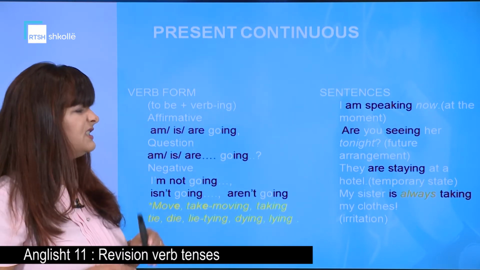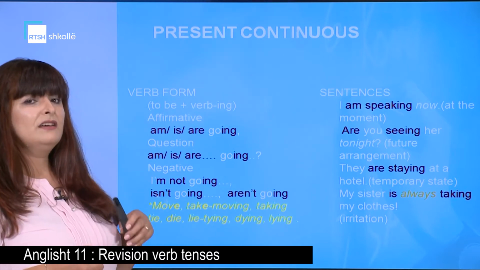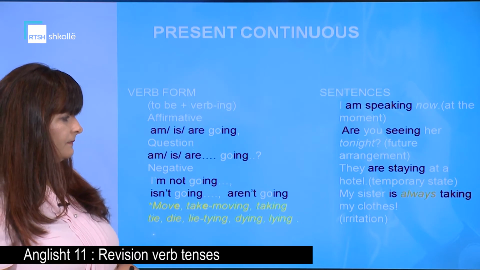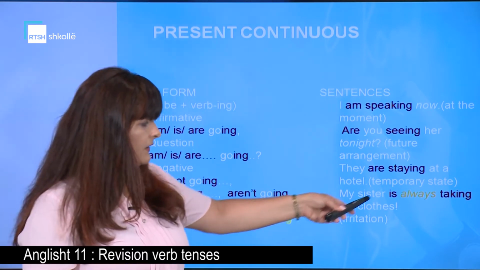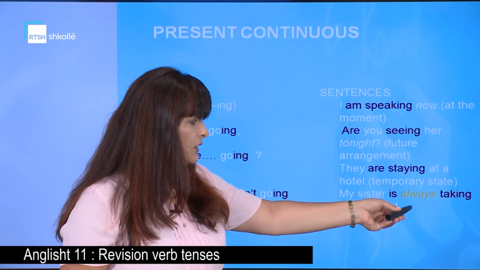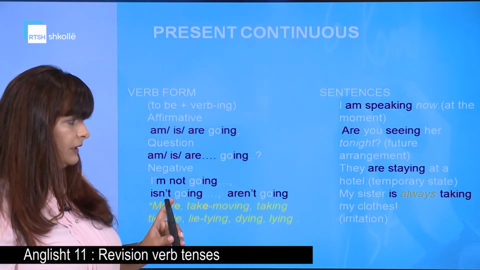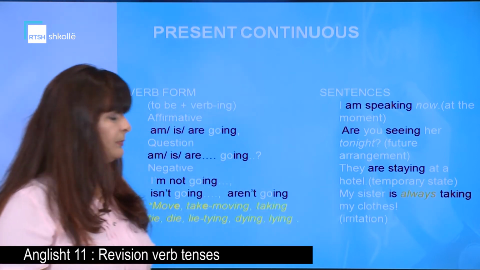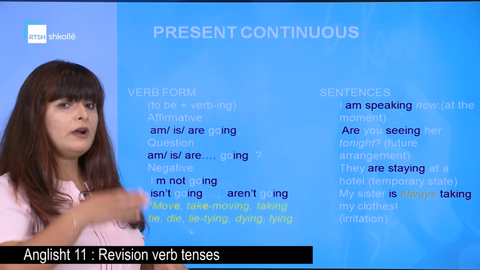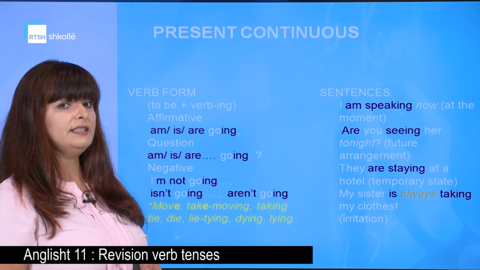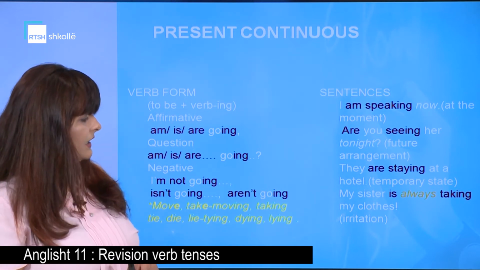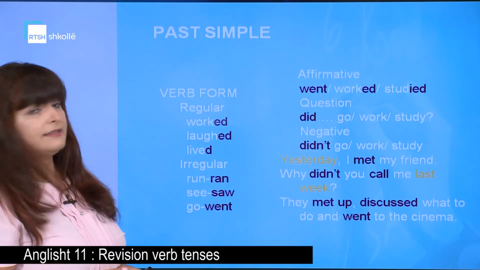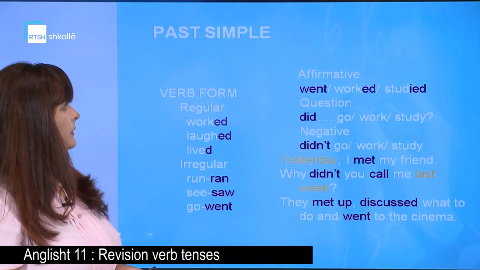My sister is always taking my clothes. What does that express? Even though we have used always, which is used in present simple, in this case, in present continuous, it expresses irritation. That means you are fed up with your sister taking your clothes. Now let's go to another tense. Another tense is past simple.